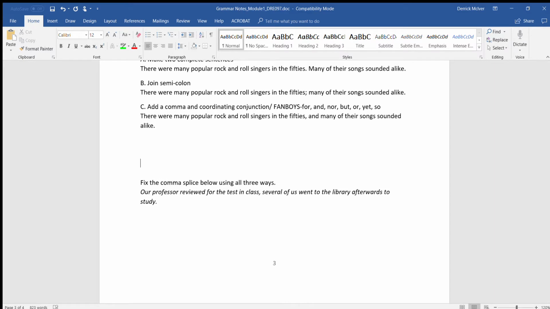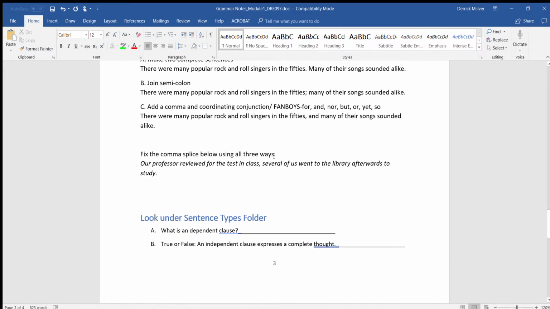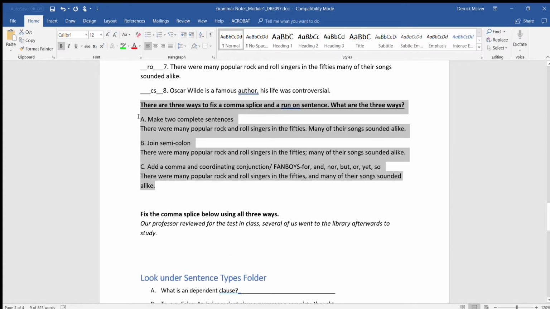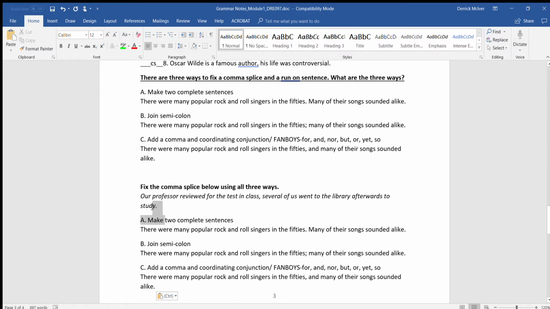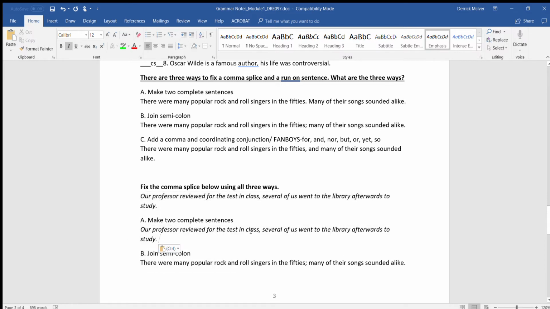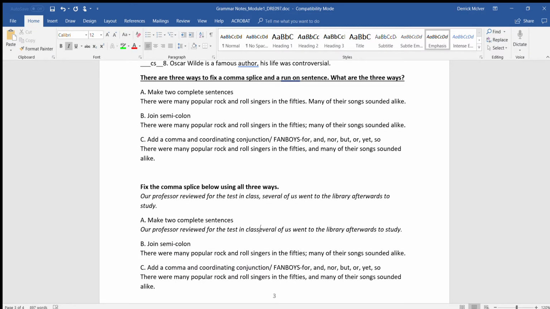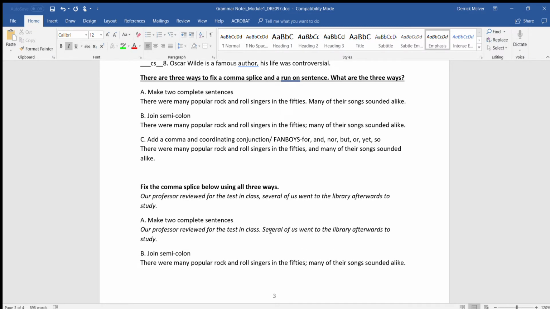Now you need to fix this comma splice using all 3 ways. Okay? You're going to fix this comma splice using the 3 ways that I discussed. Our professor reviewed for the test in class. Several of us went to the library afterwards to study. Okay, so we can make this 2 complete sentences. Our professor reviewed for the test in class, period. Several of us went to the library afterwards to study, period.